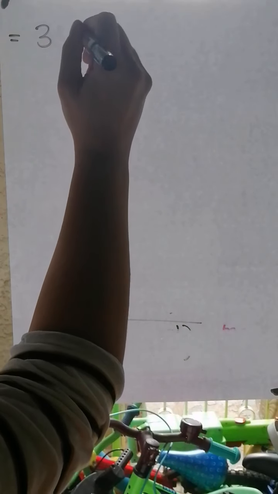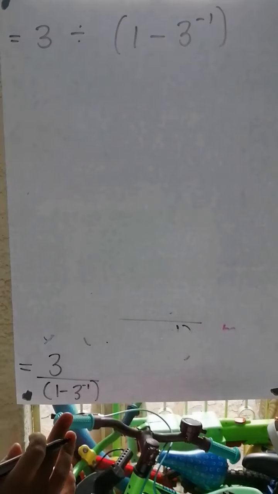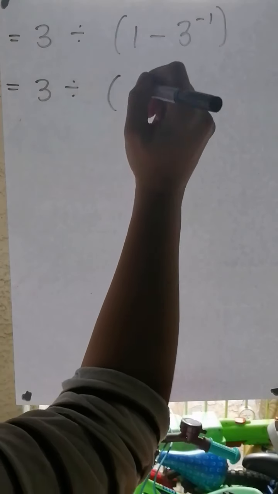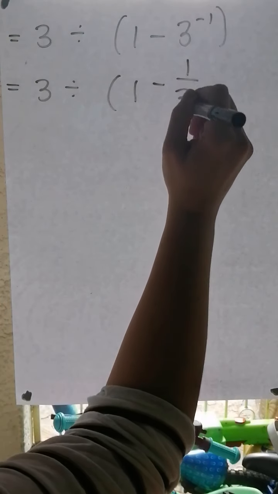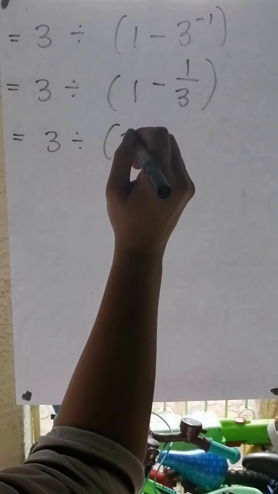Okay, so how do I work with 3 divided by 1 minus 3 to the negative 1? I've just rewritten this there, and I've written it in one straight line. Well, how do I work out this bracket first? How do I get rid of the negative power? I move it to the bottom, 1 over 3. So I end up with 3 divided by 3 over 3 minus a third.